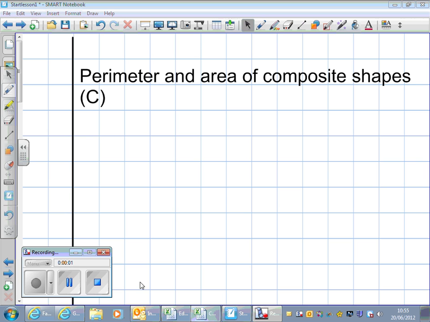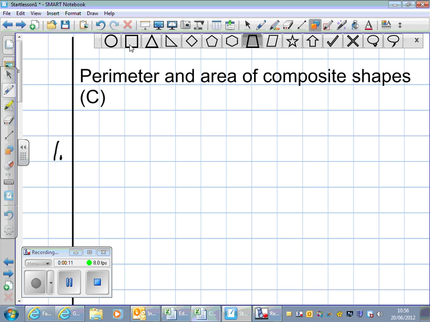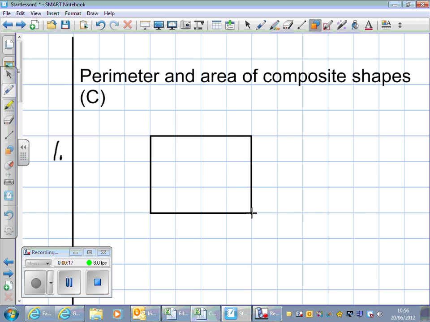Perimeter and area of composite shapes, grade C. Let's look at the most complex types of shapes you're likely to encounter during your foundation course. Right, let's start with a simple one.